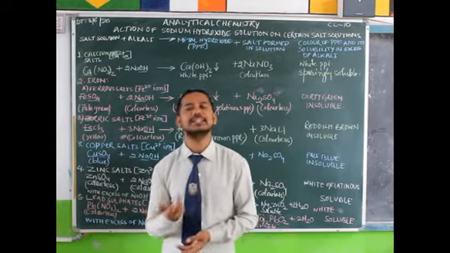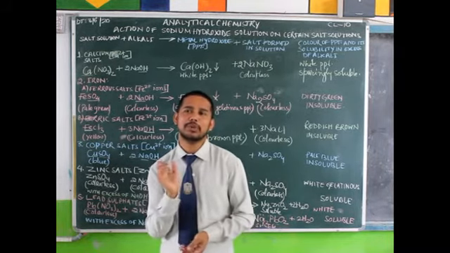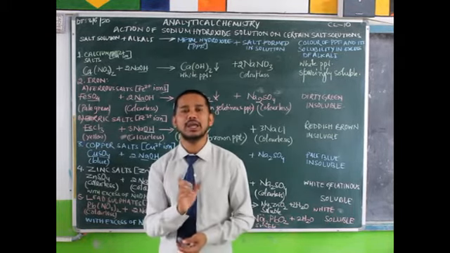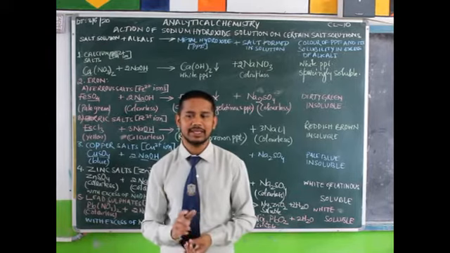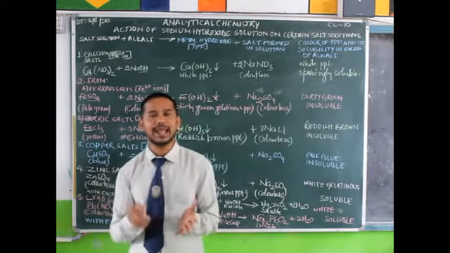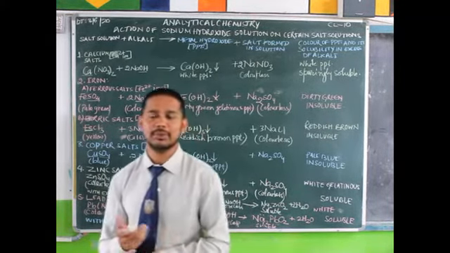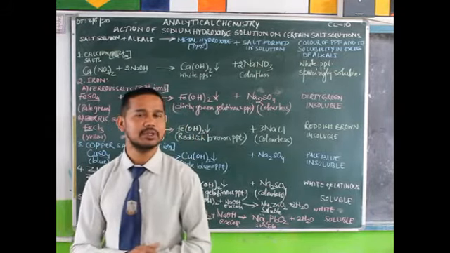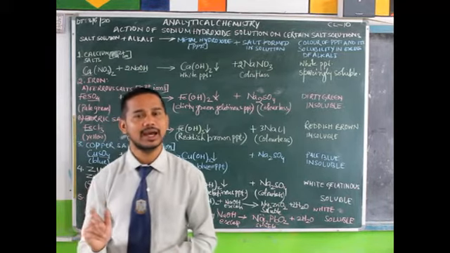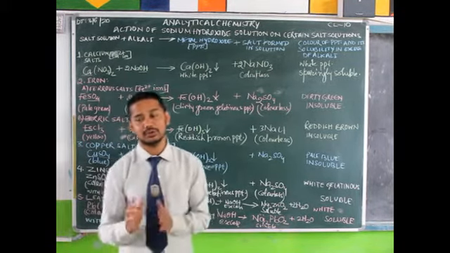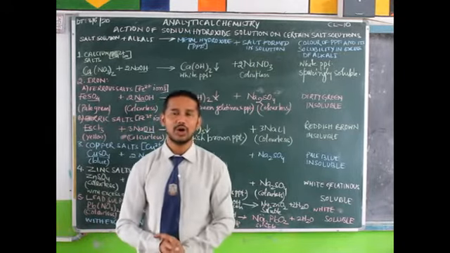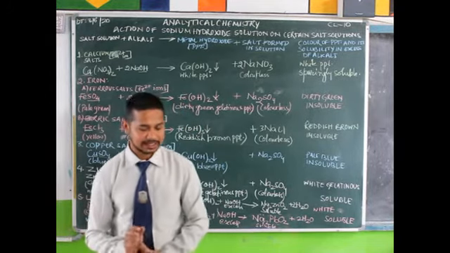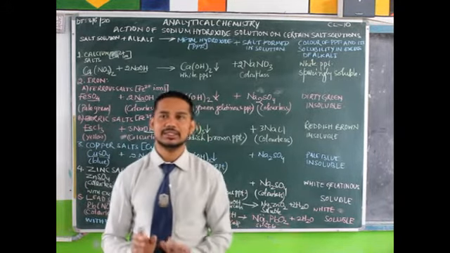So how to identify ammonium ion in a particular salt? By adding sodium hydroxide solution you will get ammonia gas. That means the identification for an ammonium salt is ammonia gas. And how to know ammonia gas? It is a suffocating white dense fumed gas.